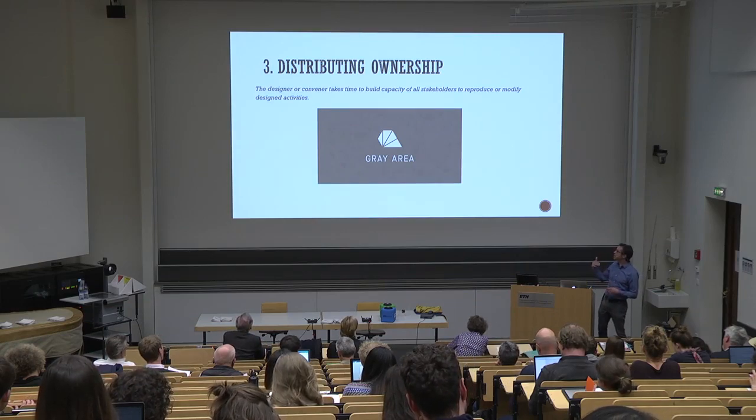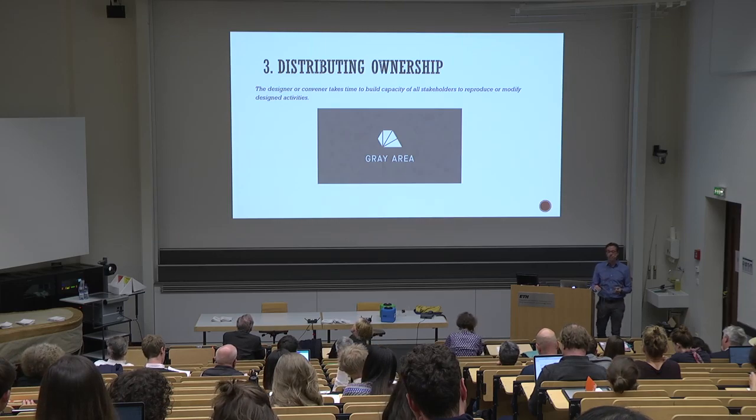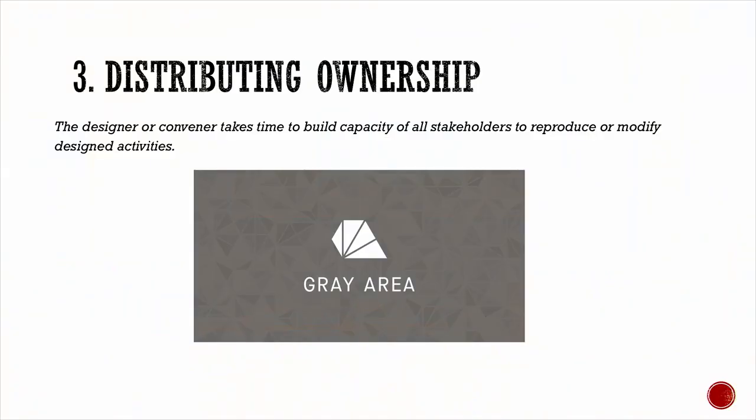Finally, distributing ownership is the third activity that we point to. In this case, the designer or convener takes time to build capacity of all stakeholders to reproduce or modify designed activities. One of the challenges in the use of technology and/or media in service to democratic process is that so often the novelty that we create gets used once, and the people that are users of that novelty never can use it again, don't have the capacity to use it again, or don't even have a capacity to take what they've learned from that process and move it into another process.